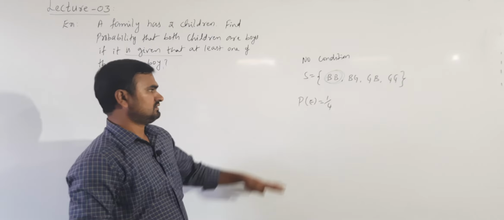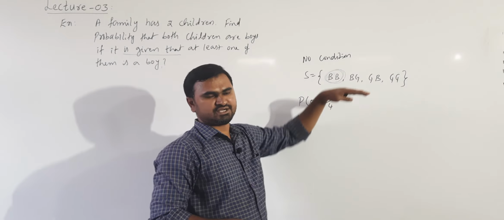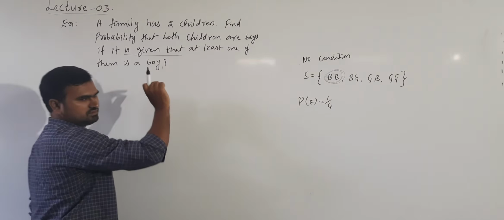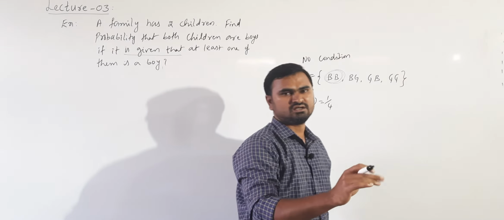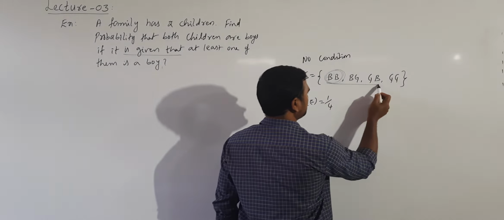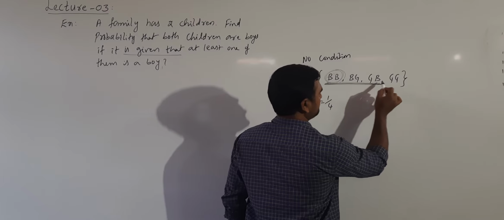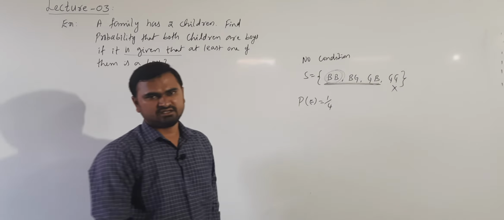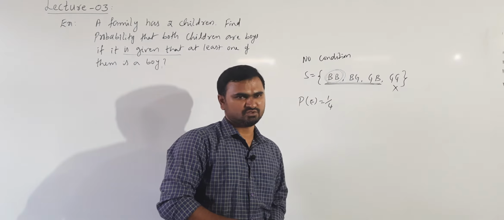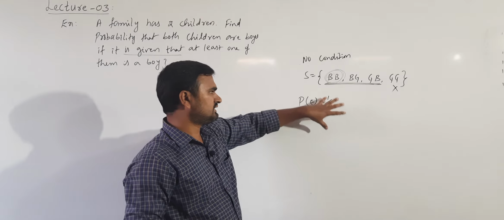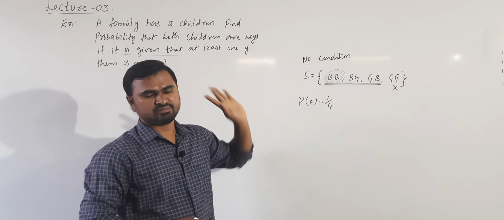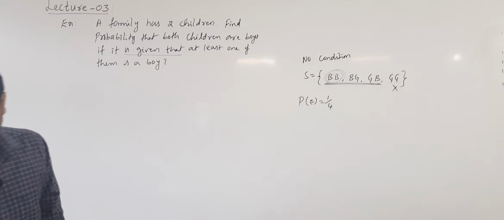But here, this is the sample space. What is the condition given? The condition is that at least one of them is a boy. So we already know that in the 2 children at least one is a boy, which means we have to take only these 3 cases. This case gets neglected because we already know that at least one of them is a boy. So under no condition the required probability is 1 out of 4, but if there is some condition given, you have to apply conditional probability here.